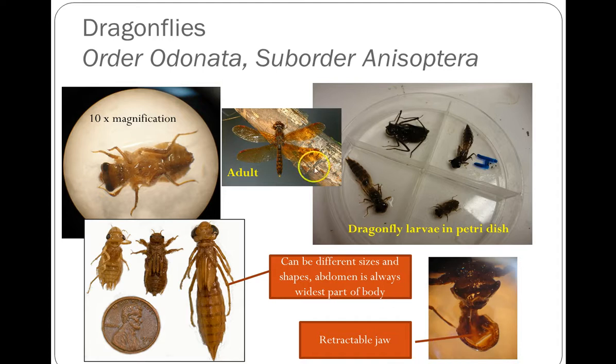Here's what an adult dragonfly looks like. The best way to know if it's an adult dragonfly is if it has two pairs of wings that spread horizontally when it rests.